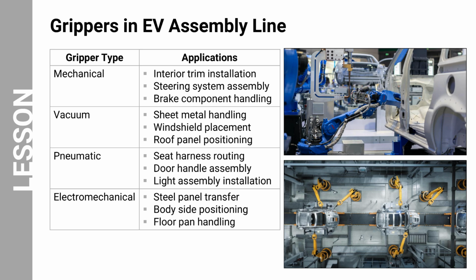Pneumatic grippers use compressed air for tasks that need consistent force, like routing seat harnesses, assembling door handles, and installing light assemblies. They're especially useful in tight spaces where control and reliability are important.